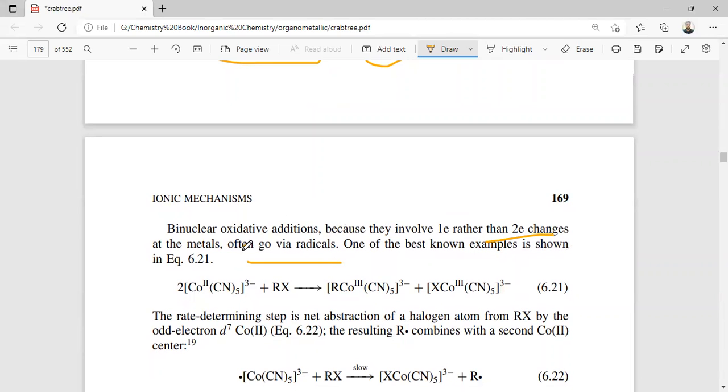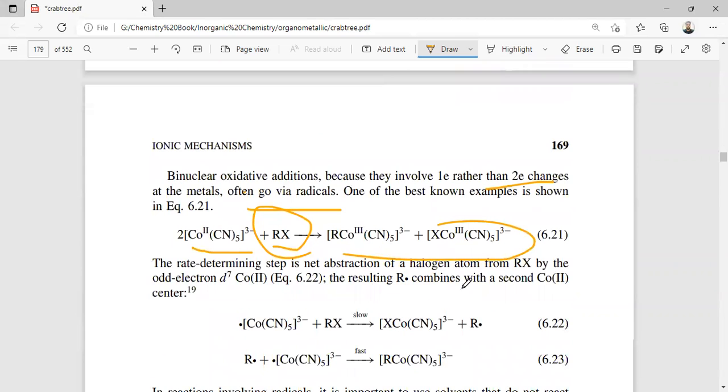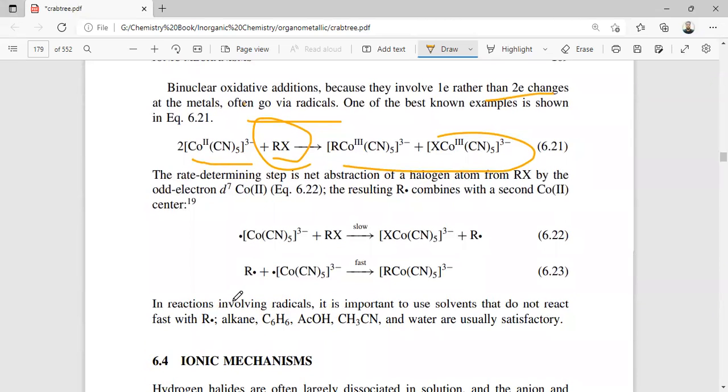One of the most common examples is Co(CN)5, which reacts with RX to form this intermediate. The rate-determining step is the abstraction of the halogen atom from the RX by the odd electron d7. The radical R then combines with a second cobalt center. So in a reaction involving radicals, it is important to use a solvent that does not react with the R dot radical.